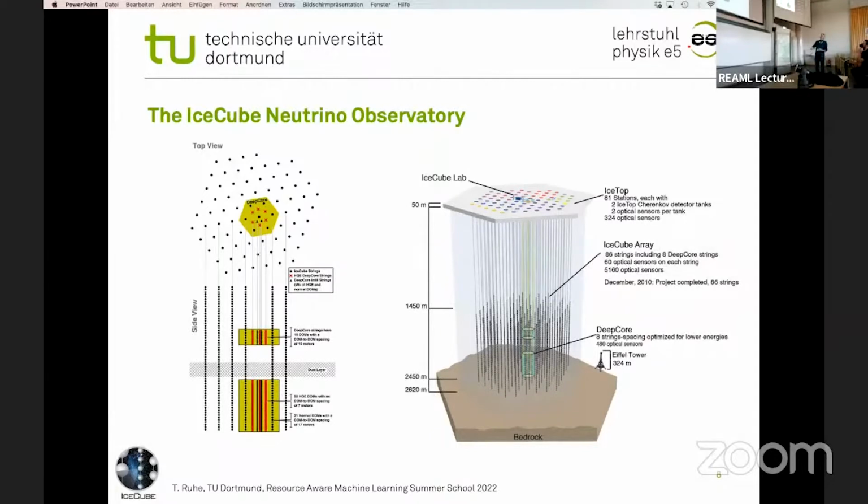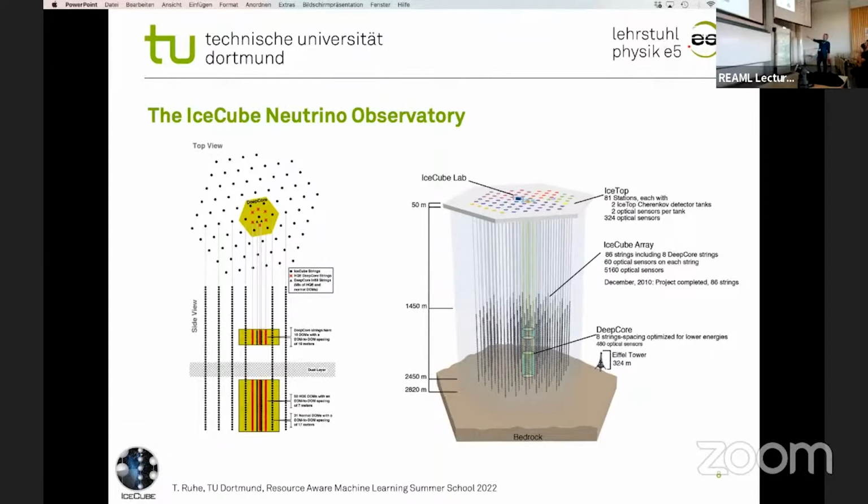Say approximately, because this is the nominal distance due to issues when drilling in the ice and logistics. The distance is not always 125 meters. Sometimes it's 140, but 125 as a rule of thumb. And then there's what we call the main array.